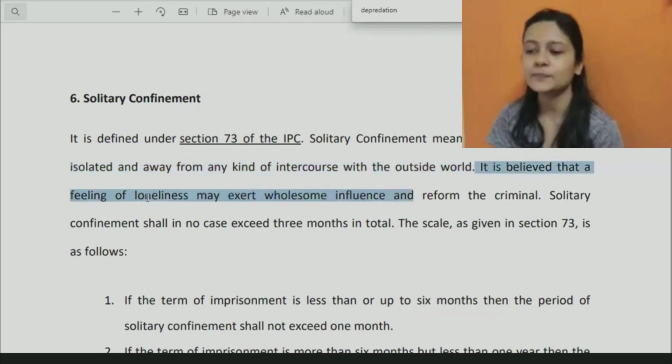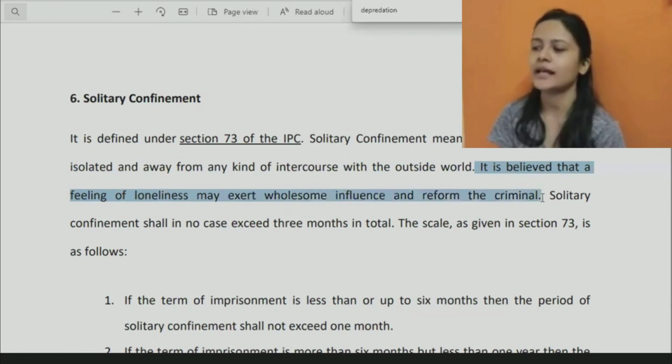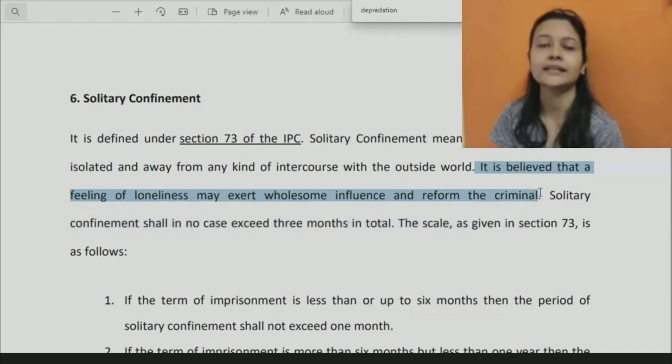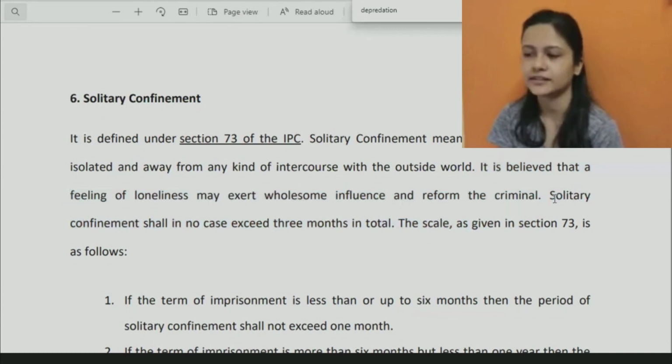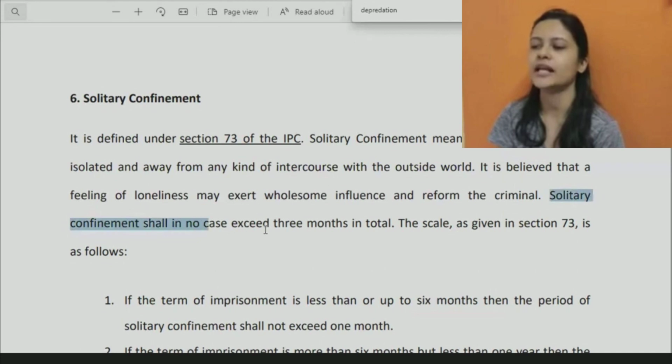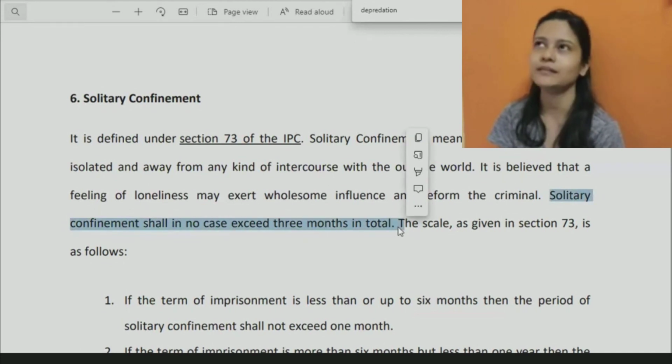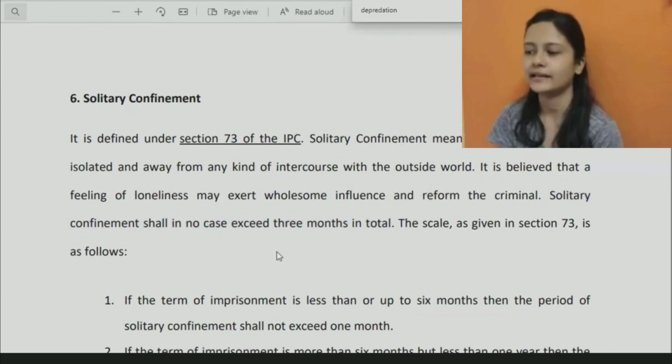It is believed that this feeling of loneliness sometimes helps to reform the criminal, because the person is able to realize, like self-realization will be much better in such a case, it is considered. But then solitary confinement shall in no case exceed 3 months in total, because it will then have a worse impact on the person's mental health.